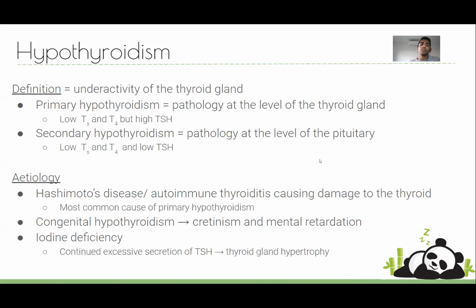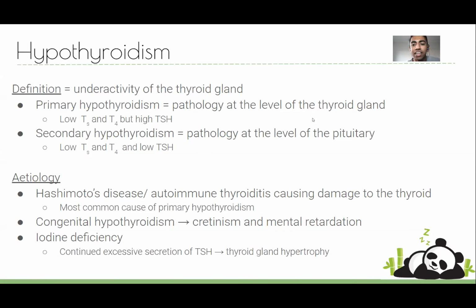Okay, so hypothyroidism is pretty much the opposite. It sits on the other side of the spectrum. As opposed to overactivity, it's underactivity of the thyroid gland. And again, we can have primary hypothyroidism and secondary hypothyroidism. With both, you have low T3 and T4. Did I write TS and TS? Okay, I'm going to change that in the slides. But it's T3 and T4.